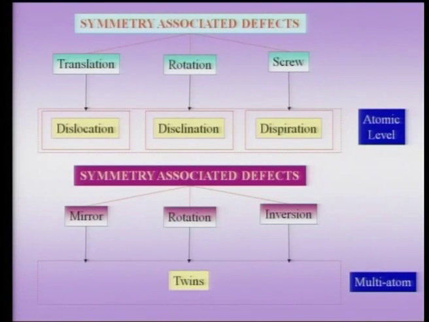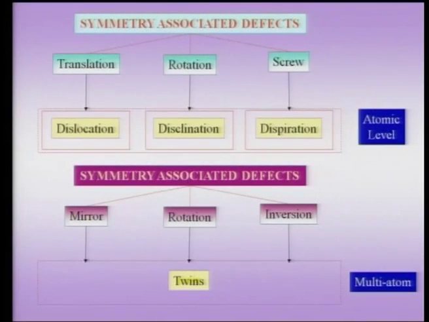So we can classify some of these defects based on their association with certain symmetries of the crystal. The dislocation is a defect associated with translational symmetry, disclination is a defect associated with rotational symmetry, and dispersion is a defect associated with screw symmetry. And in talking about these symmetries, I am talking about the atomic level, or the symmetries at the crystallographic level, but essentially at the atomic level.